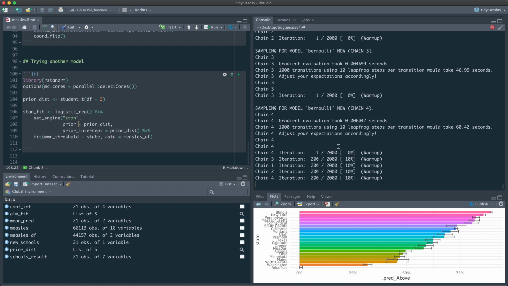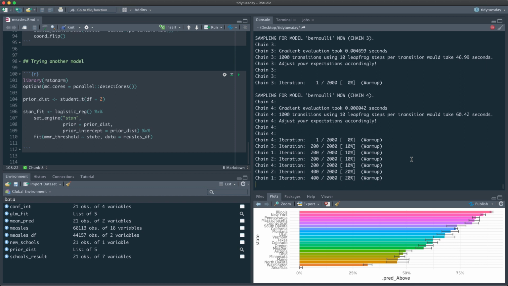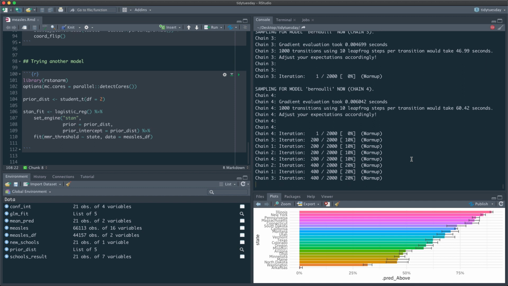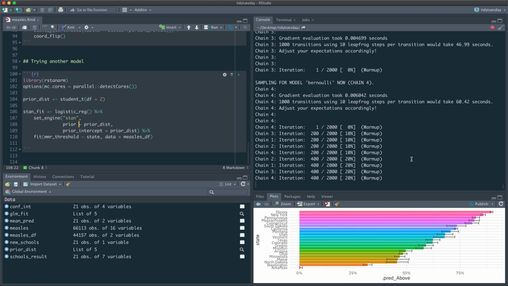I am going to pause recording and let it go through, because it actually does take a little bit for this to fit, because there are all these different states in here that it's going to try to fit. So I'm going to pause here and then come back once this model is done fitting.